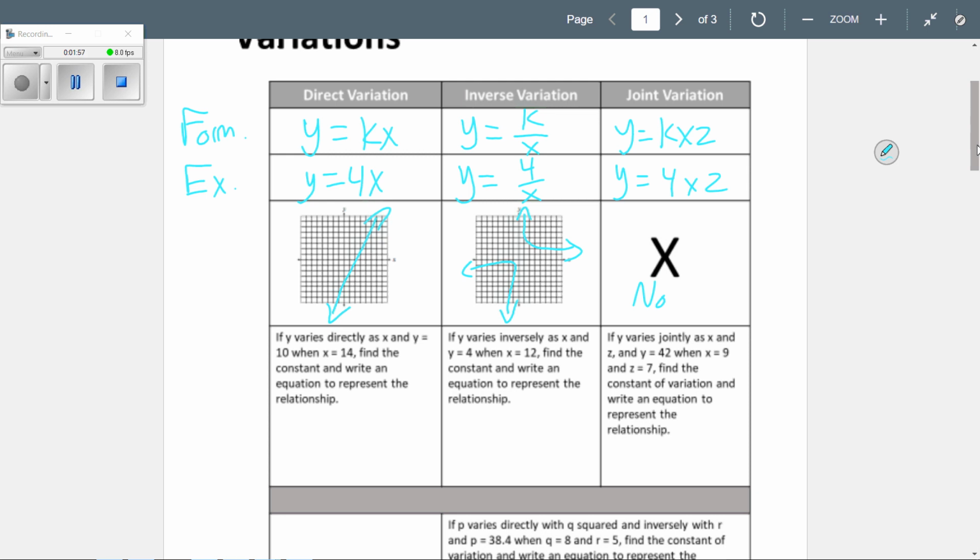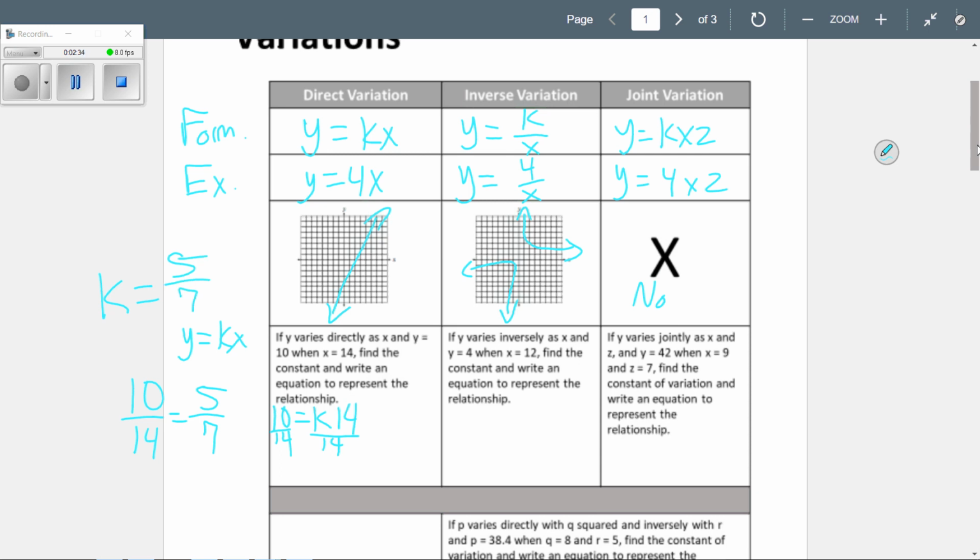So we know we're looking for an equation that looks like y equals k times x because it's direct variation, right? So we have our numbers for the first one. It says y equals 10. 10 equals k. We don't know what k is. And we know x is 14. Right? So all we have to do here to solve for k is divide by 14. Divide by 14. Simplify, 10 over 14 is really 5 over 7. We should know that by now. We know how to simplify. So we just figured out k equals 5 over 7.